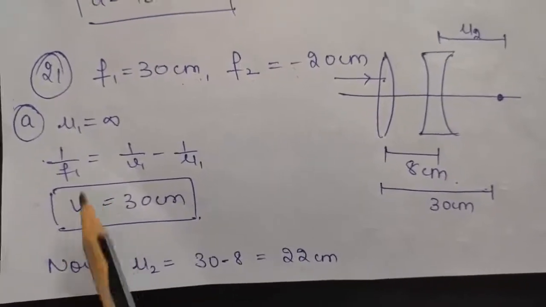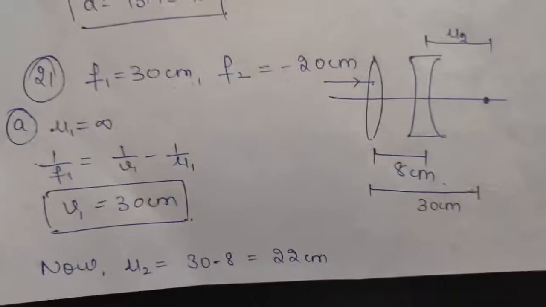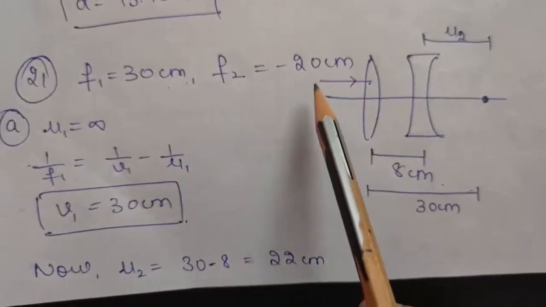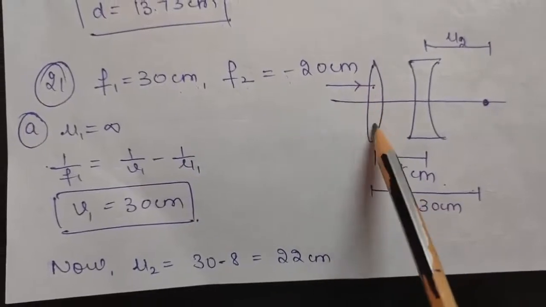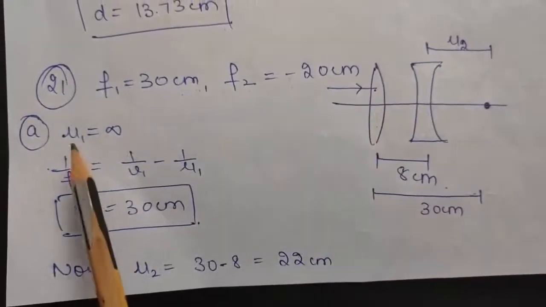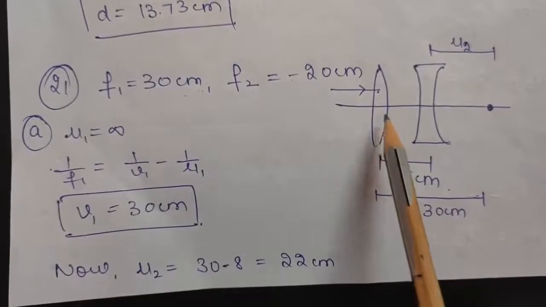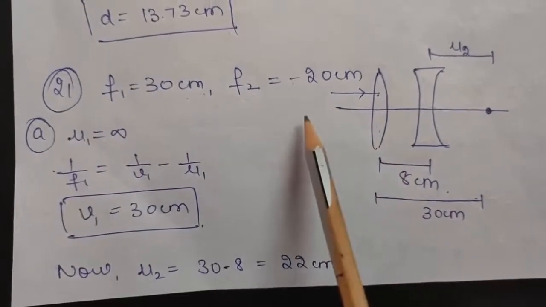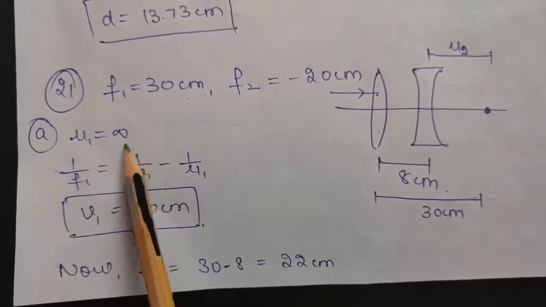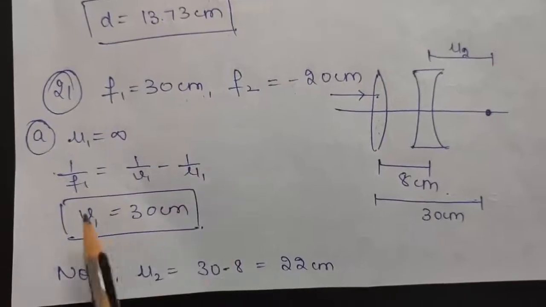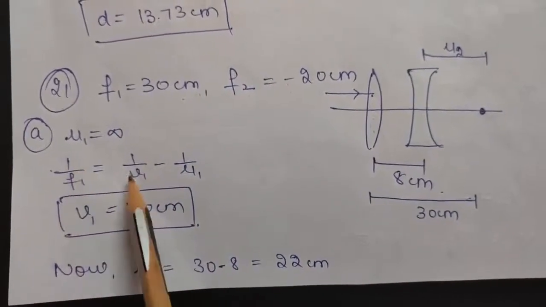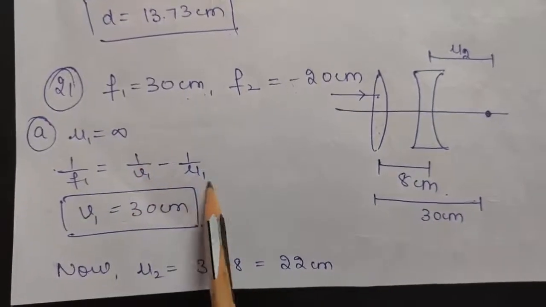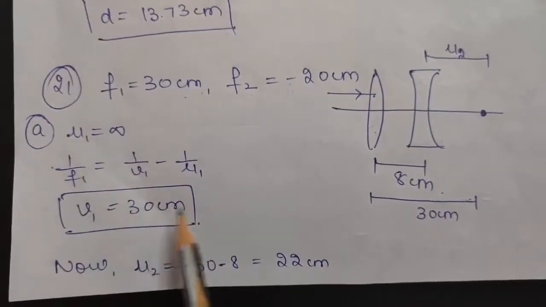Okay, so here see, let us suppose a parallel ray is coming from this direction, that is from left to right, and is falling on the convex lens first. So u1 will be infinity because for this the object will be placed at infinity obviously. So u1 is infinity, f1 you know already, so calculate v1 from here by using lens formula. So 1 upon f1 is equal to 1 upon v1 minus 1 upon u1. So v1 will come to be 30 centimeters from here.